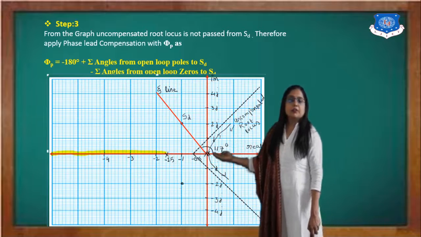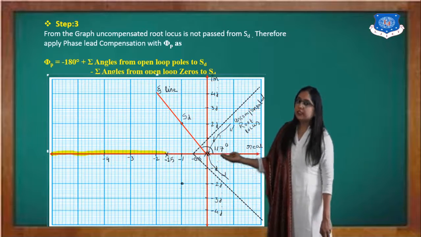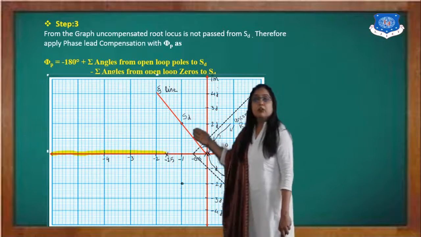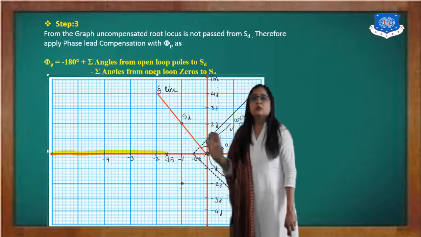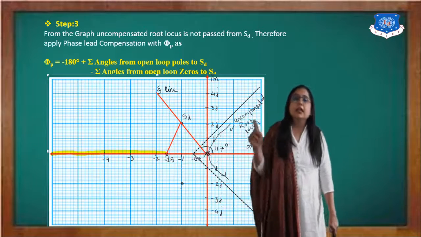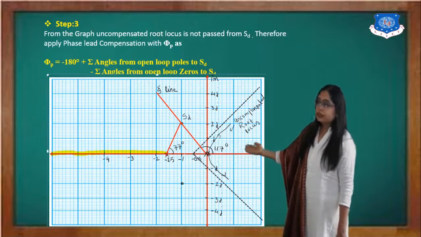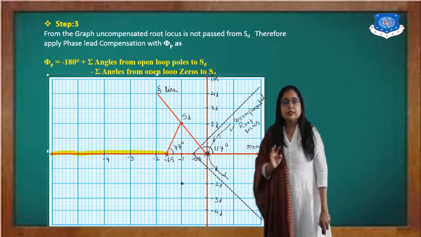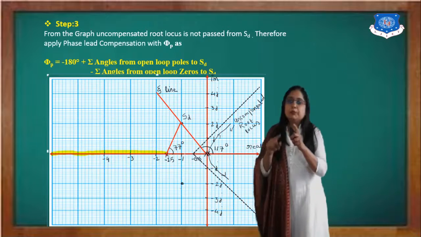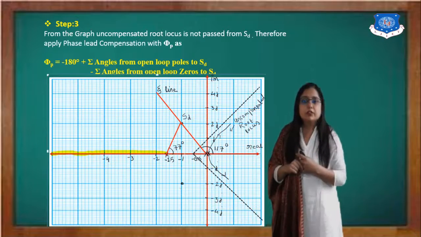And right now this angle, if you measure this angle, that is 117. Similarly, you have to draw a line from SD to minus 1.5 like this, and then measure that angle with respect to the real axis. Then that angle is 77. So what we will do? We will put this value in our above equation.